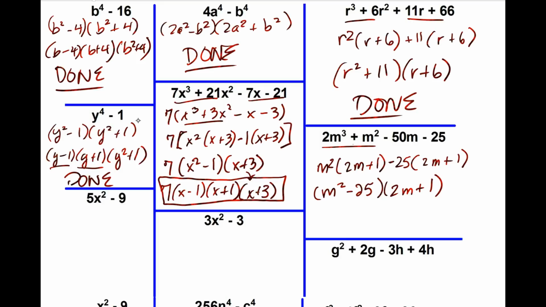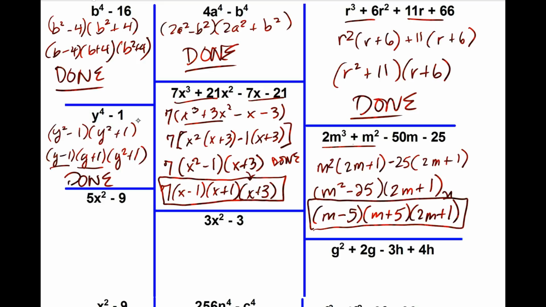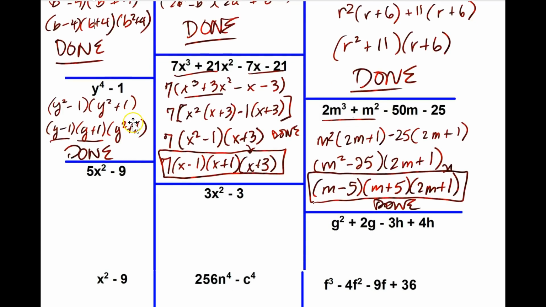Oh, hold it. What do I see? I see m squared minus 25. Is this the difference of squares? Well, it is. It is m plus, we said, Mr. O'Neill, we changed our life today. M minus 5 times m plus 5 times 2m plus 1. Because we can't forget about you. I forgot to write D-O-N-E. We are now D-O-N-E.